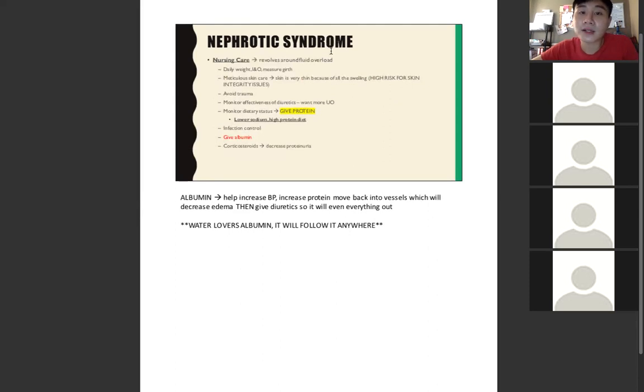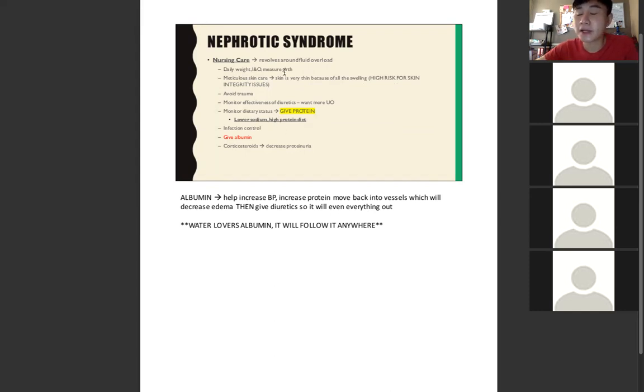All right, nephrotic syndrome, nursing care resolves around fluid overload. So daily weight, I&O, measure girth, meticulous skin care. Skin is very thin because of all the swelling, so high risk for skin integrity issues. We need to avoid trauma, monitor effectiveness of the diuretic, monitor urinary output, monitor dietary status, give protein. Lower sodium, high protein diet.